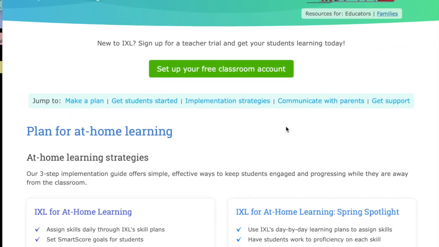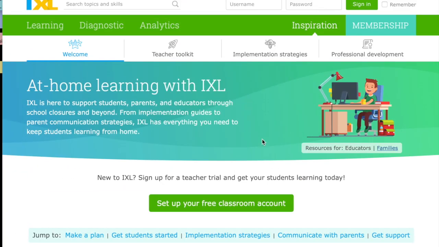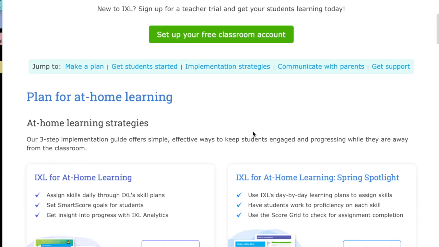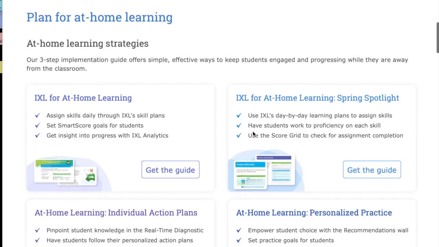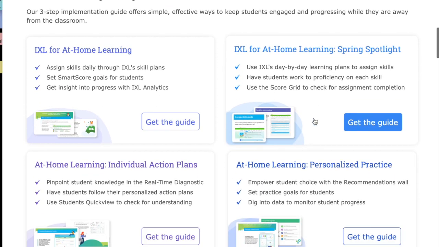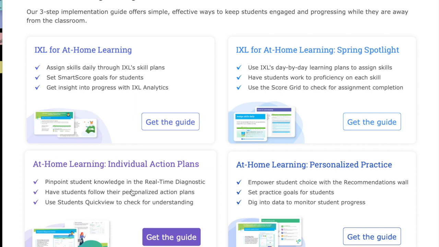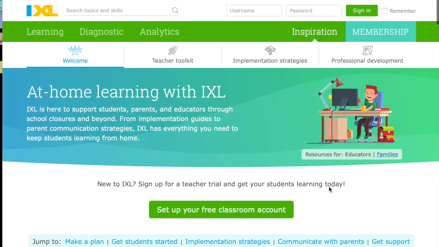I've saved my favourite for the last one. As you can see, you can get a membership now because of the COVID crisis. You can see that they've got at-home learning. You can assign skills, you can set goals for students, you can get insight with their analytics, you can set individual action plans, and you can do personalized practice.